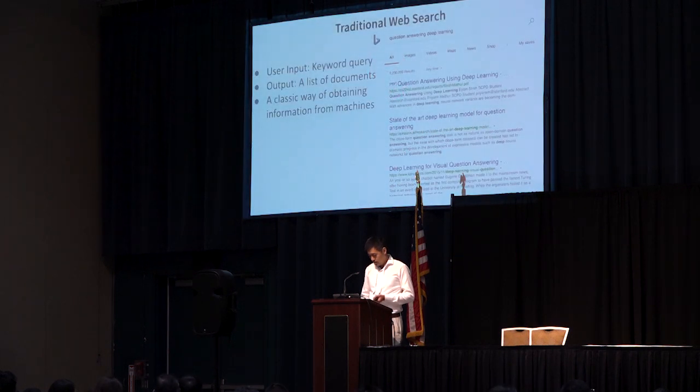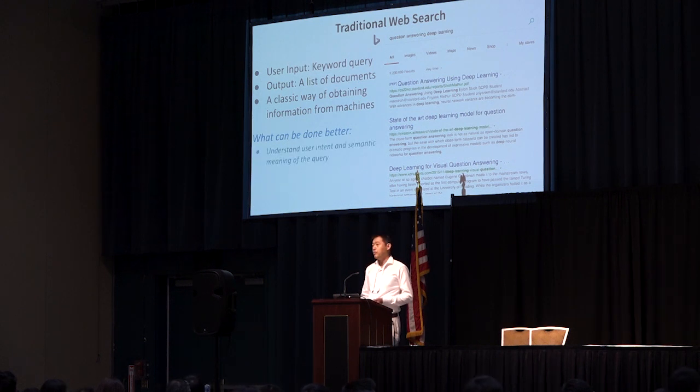And if we want to start, I want to start with traditional web search. I think we have talked about it many times today, right? So we have input as query, and then we have output list of documents. But if you look at this traditional web search experience, what can be done better here? What can be done better here is actually to deeply understand user intent, like whatever we talk about today.